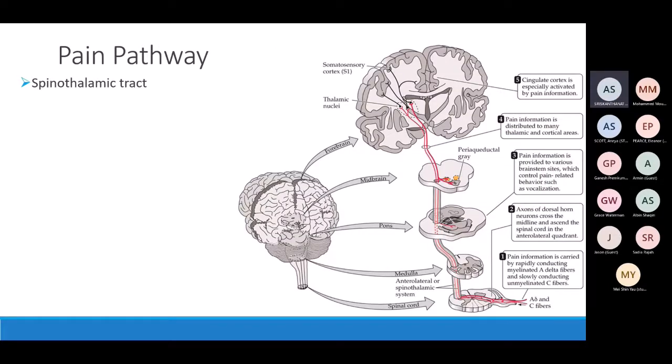So just to quickly go through the pain pathway itself, and how opiates work and pain management in general. The spinothalamic tract is your main pain pathway. The pain information is carried by your A delta fibers, which are fast conducting, and the slow conducting unmyelinated C fibers also do this. So your A delta is your fast and your C fibers are your slow ones. And these travel up to the brain to tell it there's an unpleasant sensation.